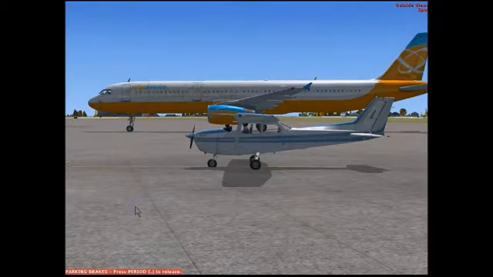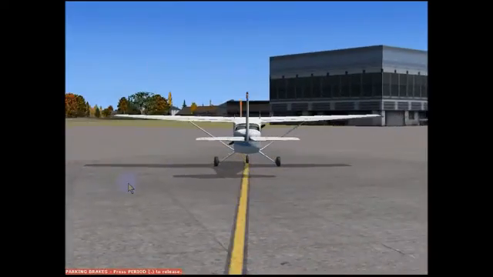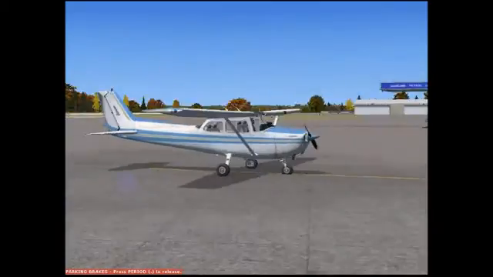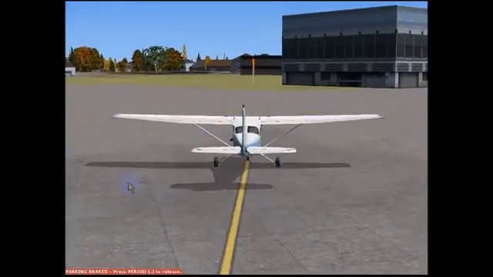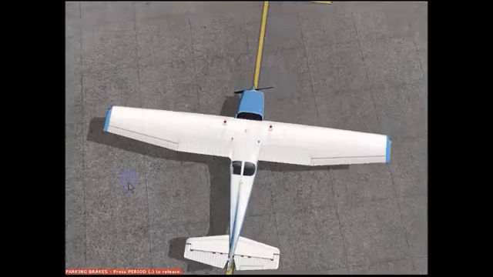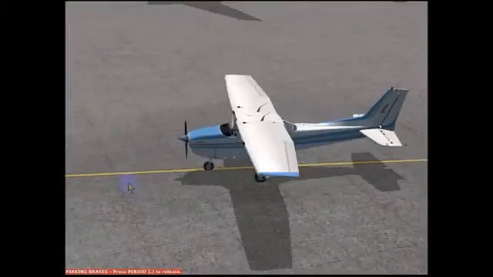And it's pretty neat. Little baby plane parked next to a big giant plane. At any rate, this is the Cessna 172, commonly known as a Skyhawk. This is a four-seat aircraft, generally used in aviation.